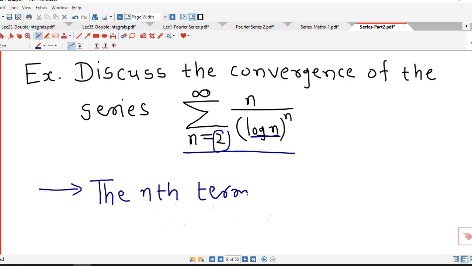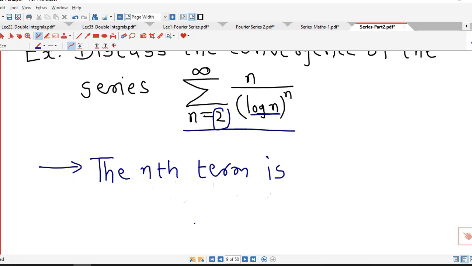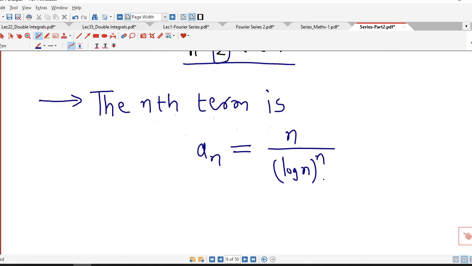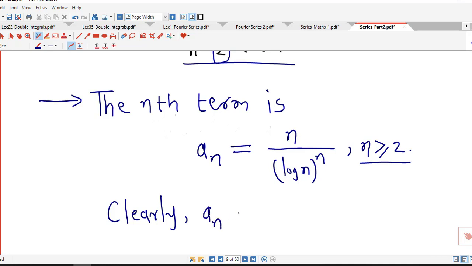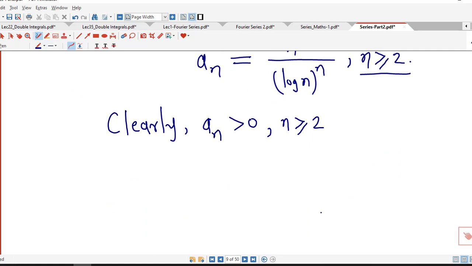The nth term is a_n equals n divided by (log n) raised to n, and here n starts from 2. We know that log x is positive if x is greater than 1. So here n starts from 2, so log n is always positive for n greater than or equal to 2, and n is always positive. So clearly a_n is greater than 0 for all n greater than or equal to 2. So the given series is a series with positive terms.